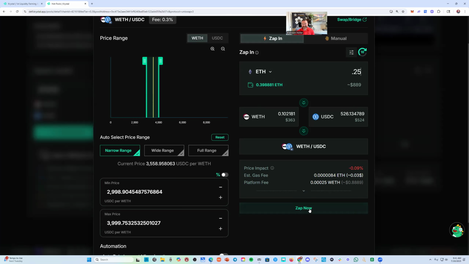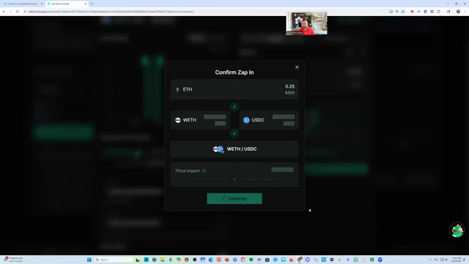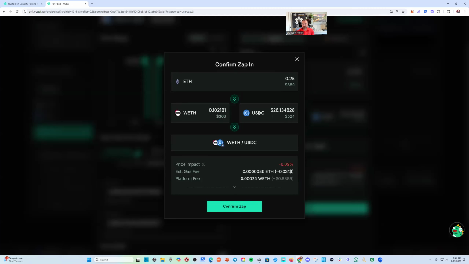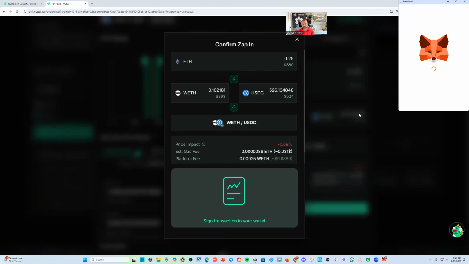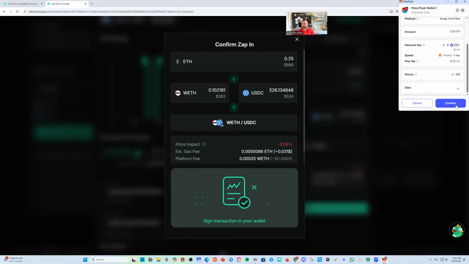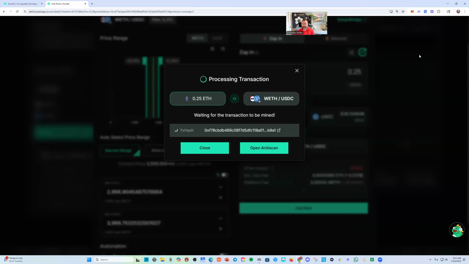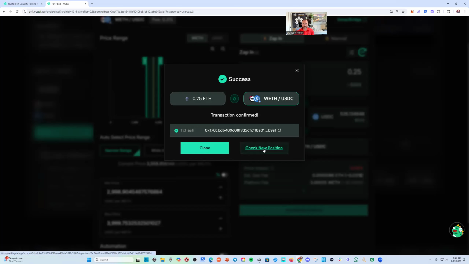So I click on Zap now. It's going to give me all my, hey, are you sure you want to do this? Yes, I want to confirm this. Confirm. Success. Boy, that was easy. Check new position.